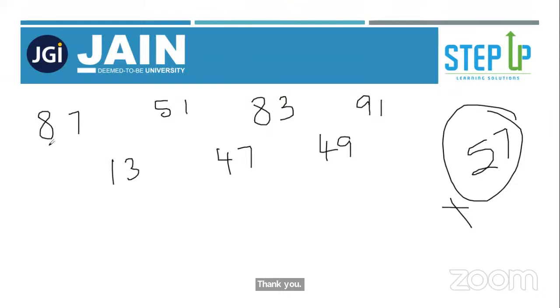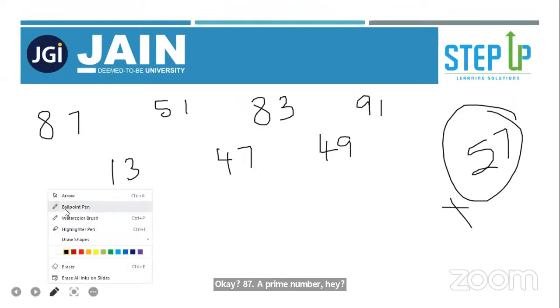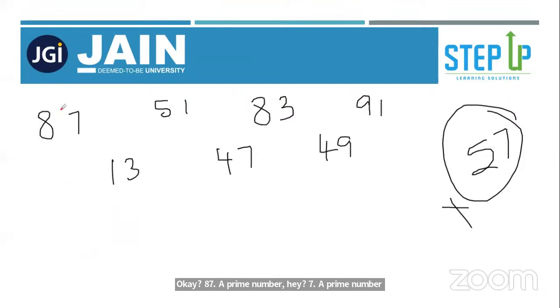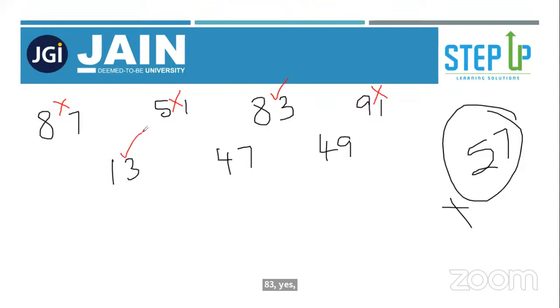Okay. Is 87 a prime number? No, not a prime number. 51, no. 83, yes. 91, no. 13, yes. 47, yes. 49, no. Are you clear with that?